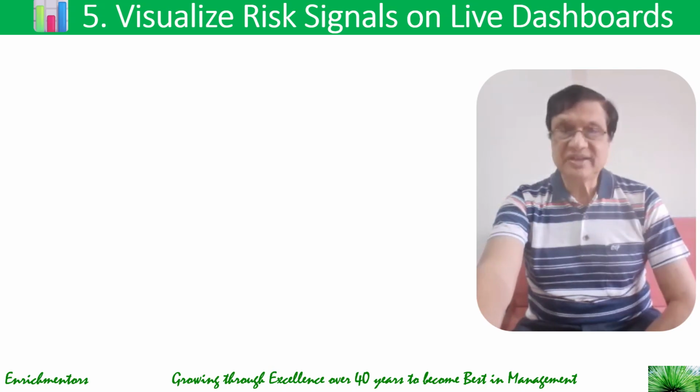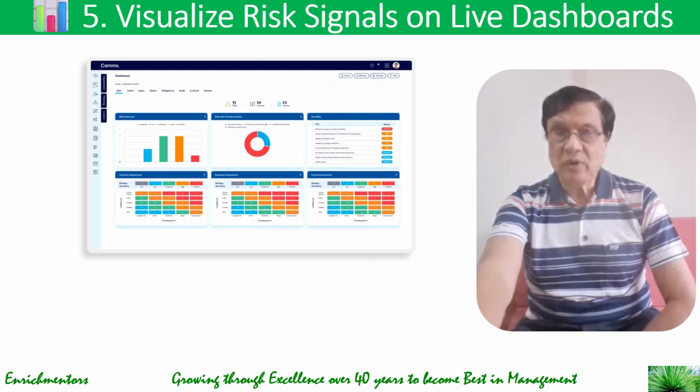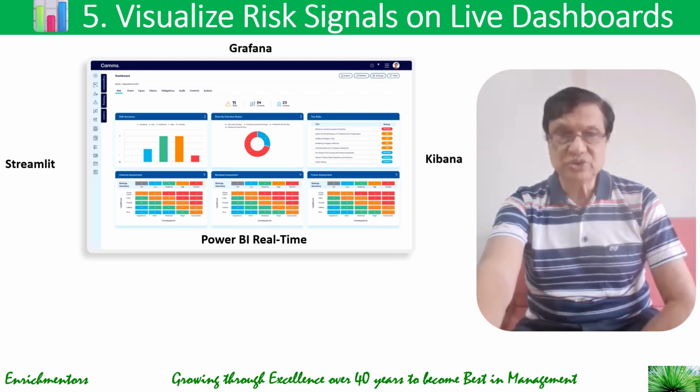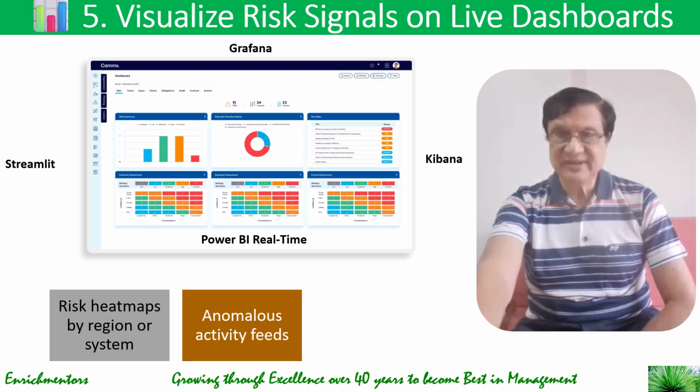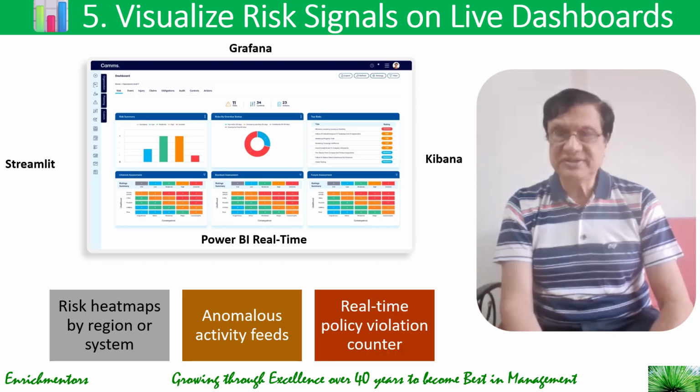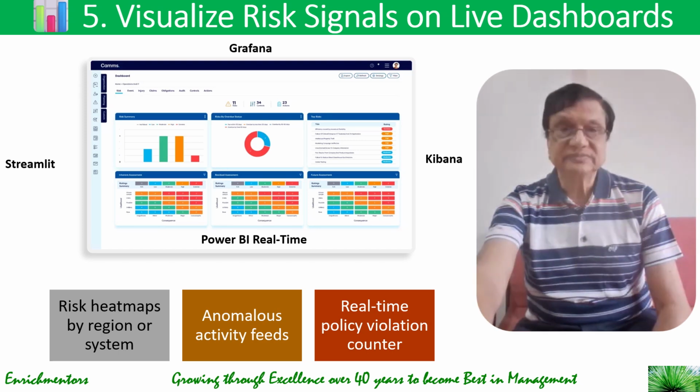Then you can visualize risk signals on live dashboards. You can use live dashboards for ongoing risk visibility. And you have tools like Grafana, Kibana, Power BI real time, and Streamlit. And there you can use these dashboards to show risk heat maps by regions or systems, anomalous activity feeds, and real-time policy violation counters. So that's how you can visualize risk signals on live dashboards.